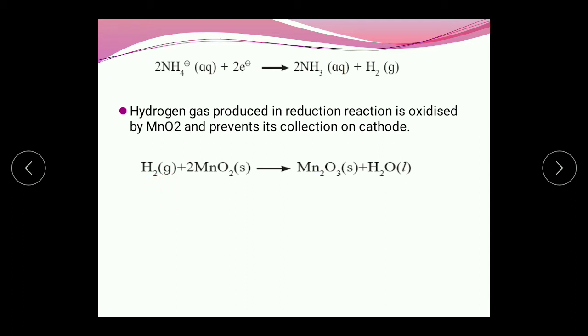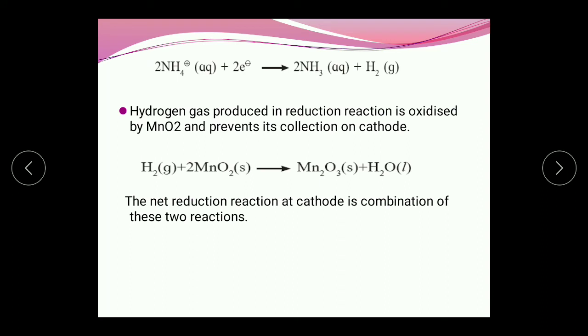So hydrogen gas liberated in the reduction process reacts with MnO2 and gets converted into Mn2O3 plus H2O. As H2 is produced, some moisture is created again, which helps the movement of electrons. Hence, the cathode reaction will be the addition of these two reactions, because the reactions go on in a sequence. Hence, by adding these two reactions, the net cathode reaction is obtained.